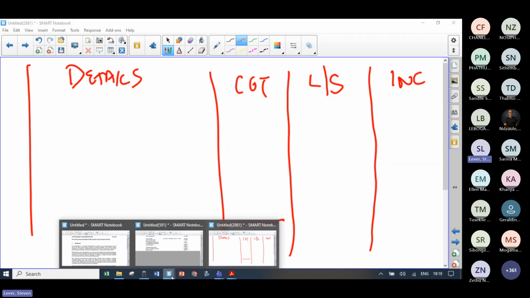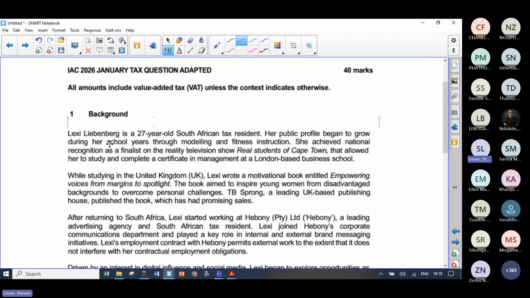So let's carry on. It says Lexi Liebenberg, 27 years old. Fantastic. So she's under 65. Okay. Is a South African tax resident. Her public profile began to grow during her school years through modeling and fitness instruction. Because she's an SA tax resident, remember we get taxed on worldwide income. Guys, if it said she was a non-resident, you'd only get taxed on source.